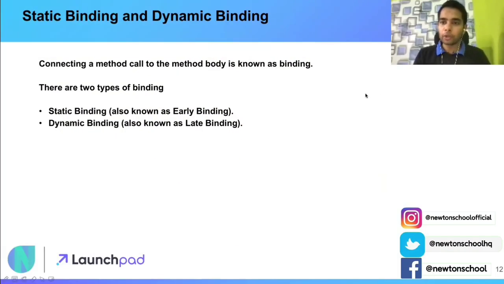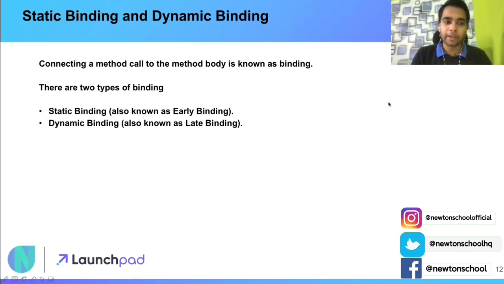In today's video, we are going to talk about a very important and crucial topic in Java, which is static binding and dynamic binding. We are going to understand the difference between static and dynamic binding along with code examples and their use cases. Let's start with their definitions first. First, what is binding? Connecting a method call to the method body is called binding. Let me repeat, connecting a method call to its method body is called binding.